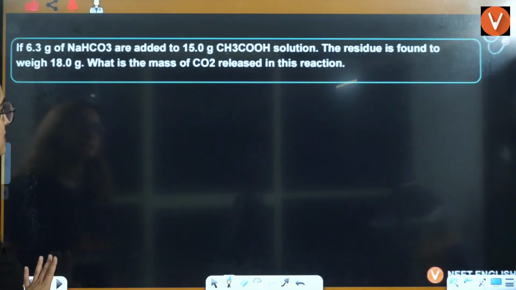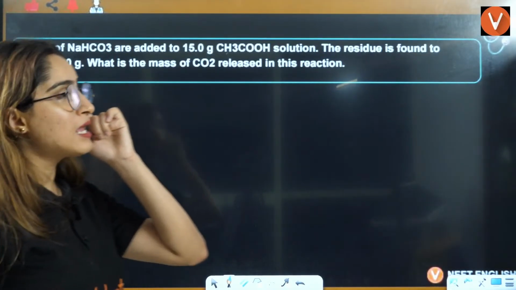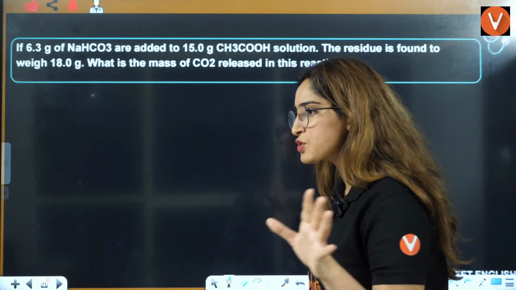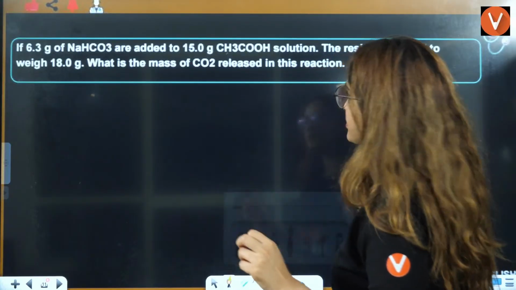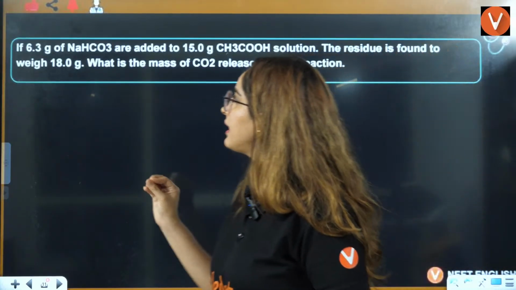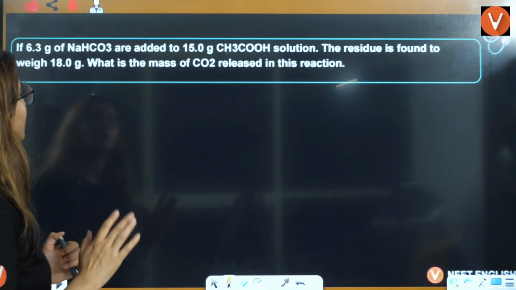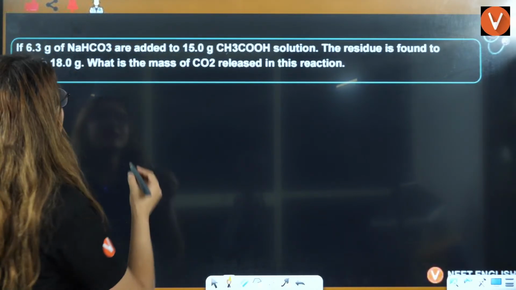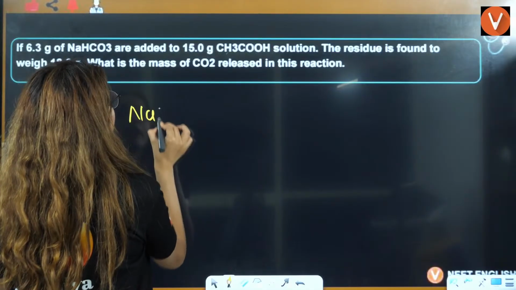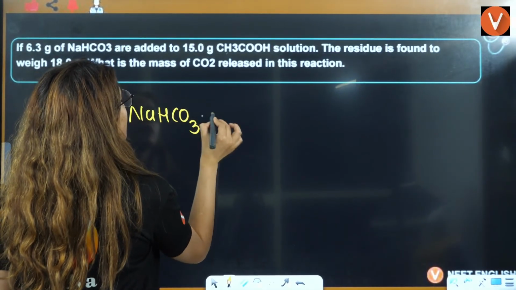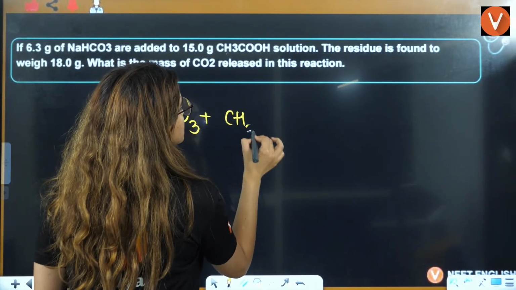Okay, students, got it? Now, next question here. The next question is 6.3 gram of NaHCO3 are added to CH3COOH. Now, beta, if you see, NaHCO3 is added to CH3COOH.